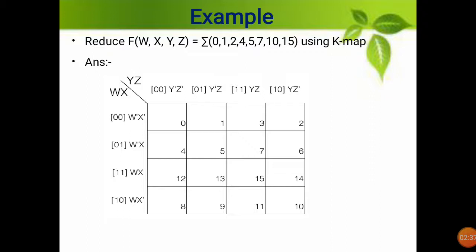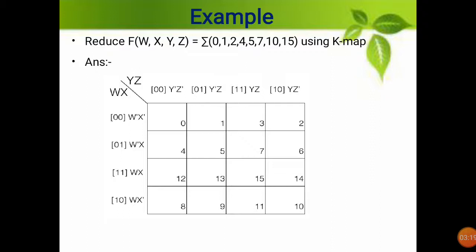Since function F has 4 variables, we will create a 4 variable K-map having 2 to the power 4, that is 16 cells or squares. See, this is the K-map of 4 variables. Keep one thing in mind, when we mark the cells, we start from 0, 1, 3, 2, then 4, 5, 7, 6, then 12, 13, 15, 14, and the last row is 8, 9, 11, 10.